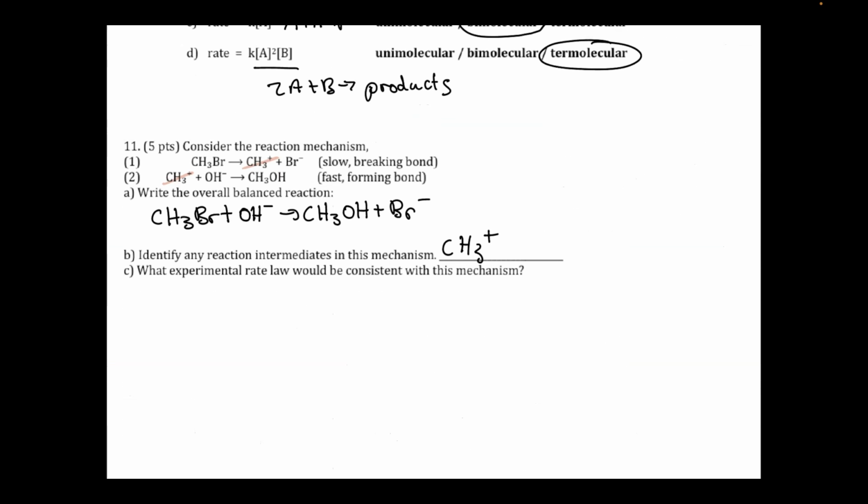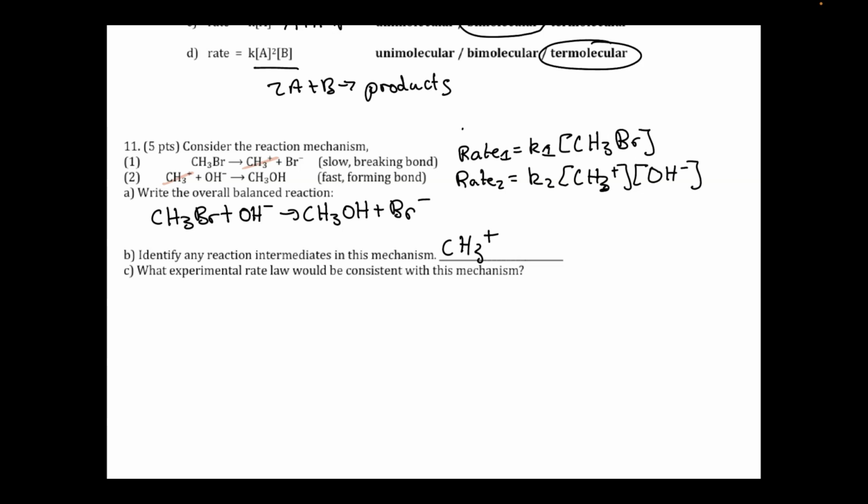So the idea here is that we can write the rate of each step using simple collision theory. Because step 1 is unimolecular, the rate of step 1 is equal to k1 times [CH3Br], because it's just a single CH3Br that's falling apart or breaking there. The rate of step 2, if we needed it, would be equal to k2 times [CH3+] times [OH-].